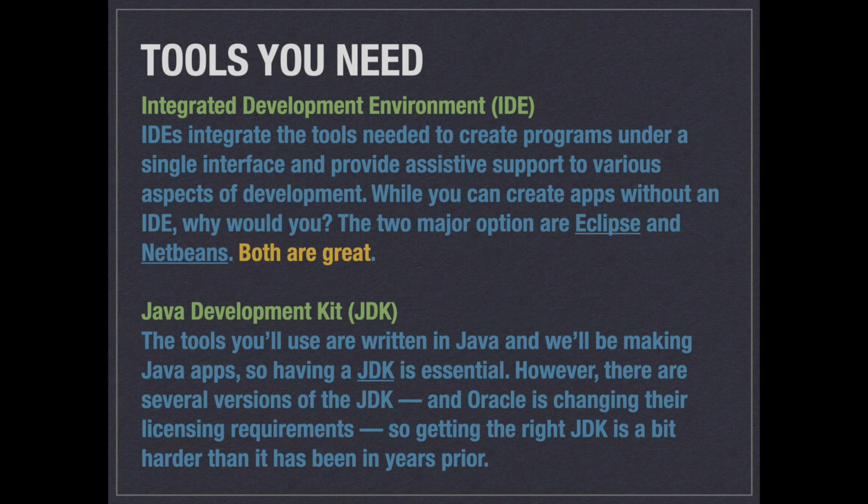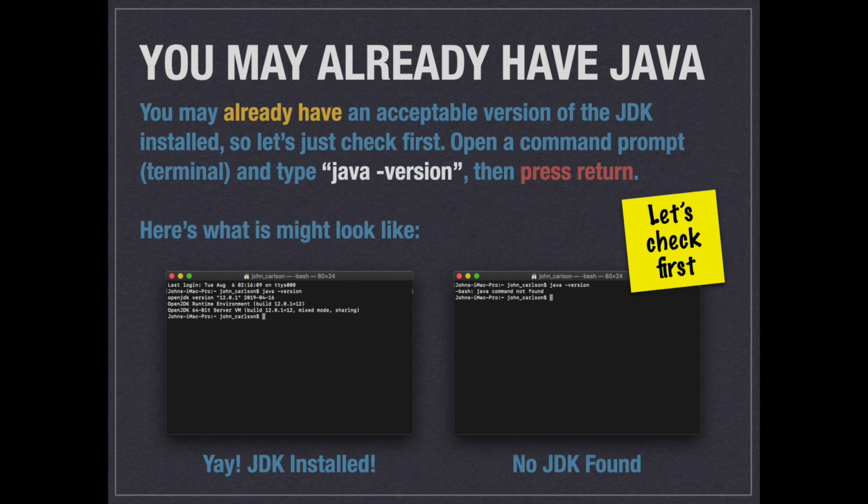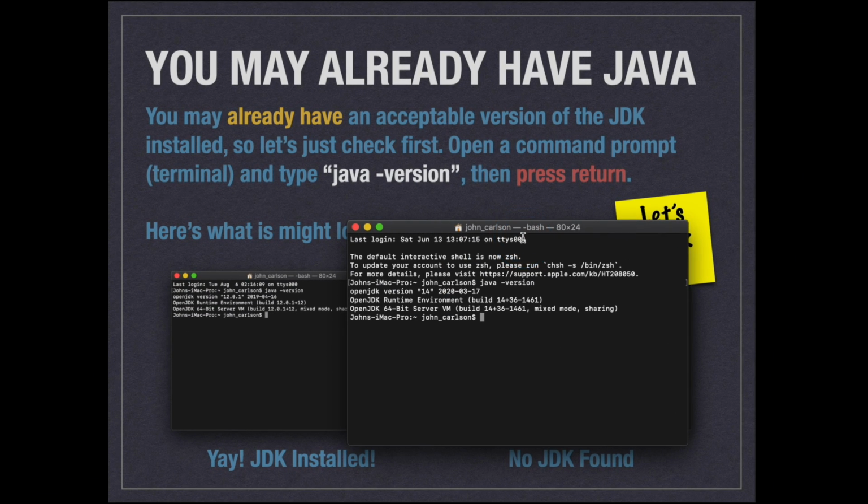There are a few options with regard to what you download and install. You can check to see if the JDK is installed already on your computer. The way to do that is to open up a command prompt or a terminal and type java -version. If you have Java installed, what you should see is something along these lines. In my case, it says OpenJDK version 14 from March 17th, 2020. So I've got Java installed.